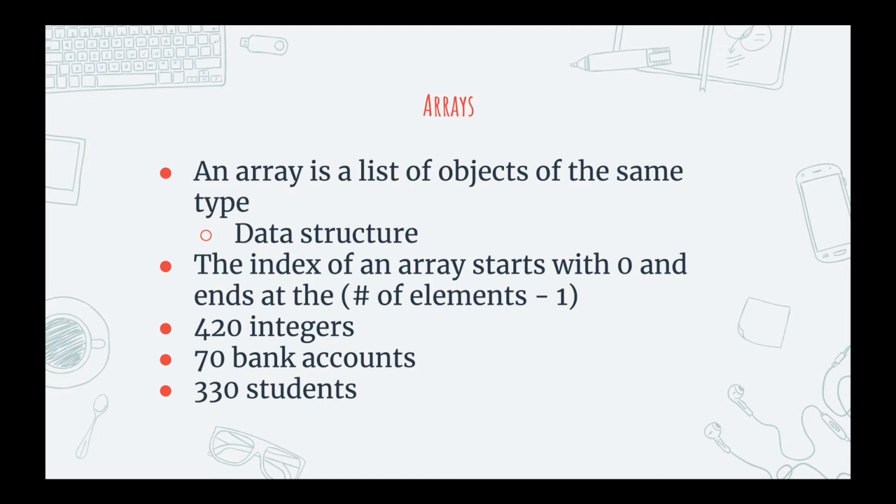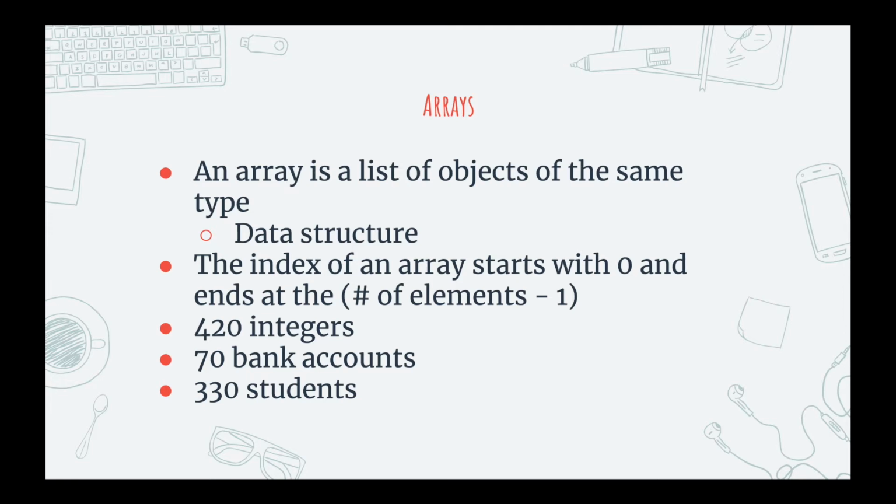Arrays allow us to store a multitude of values within one identifier. So we could store 428 integers and then access them by the same identifier and then a different position value respective of where they are located. We could also store 70 bank accounts and 330 students, and these numbers are subject to change to whatever you want necessary.